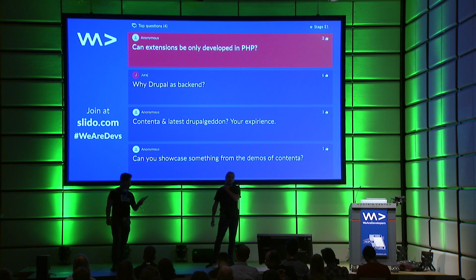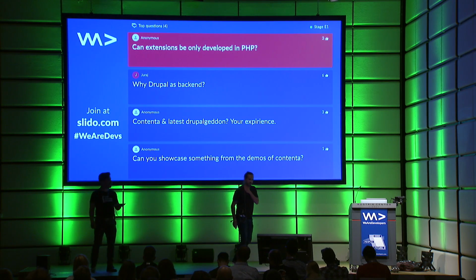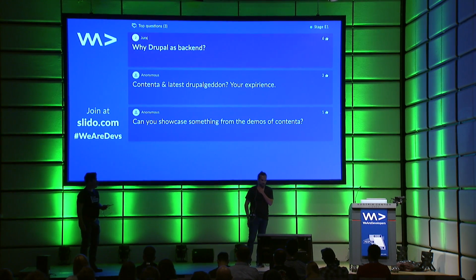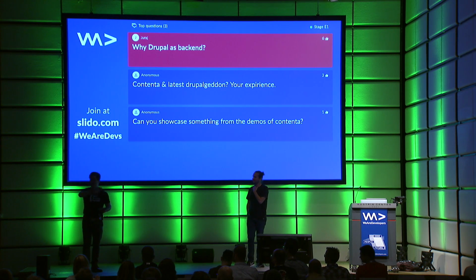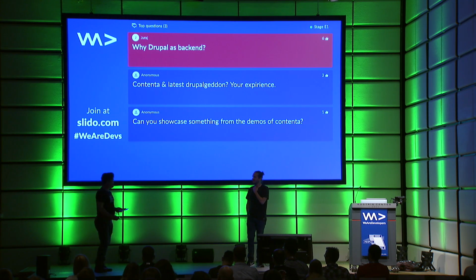The most popular question left is why Drupal as a backend. I felt that your explanation of semantic data and extensibility went a long way towards explaining that. If that's going to be our last question for the day, do people want to hear why use Drupal as a decoupled backend? Yes, no? Okay, he nodded, so we get that. Why Drupal as a backend?